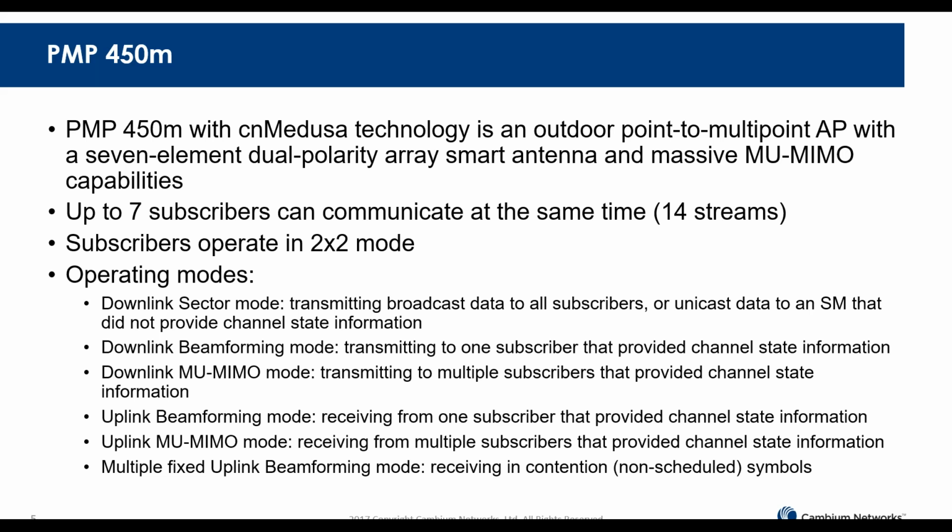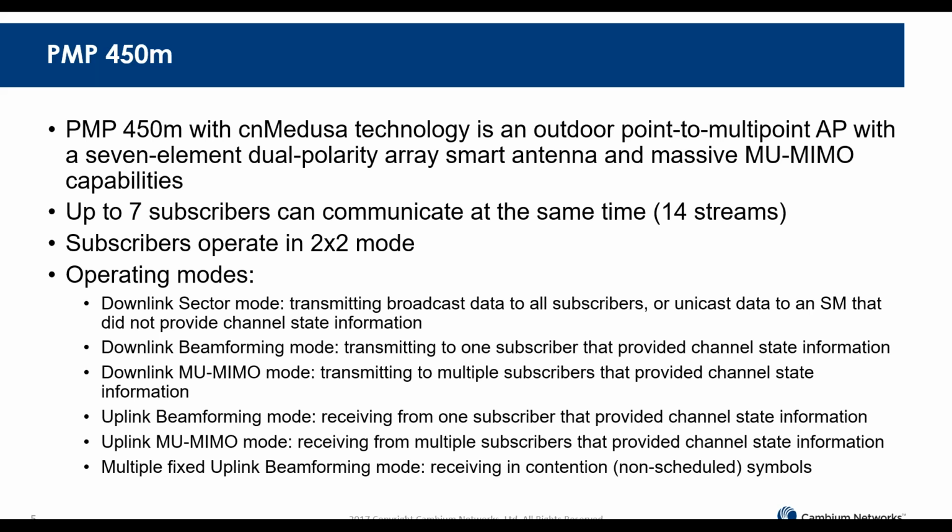And the third mode is the downlink MU-MIMO mode, which is a transmission to multiple subscribers that provided channel state information. This is what we saw before when we created multiple beams in multiple directions. And of course, these subscribers need to have completed sounding because the access point needs to know in which direction to point the multiple beams.